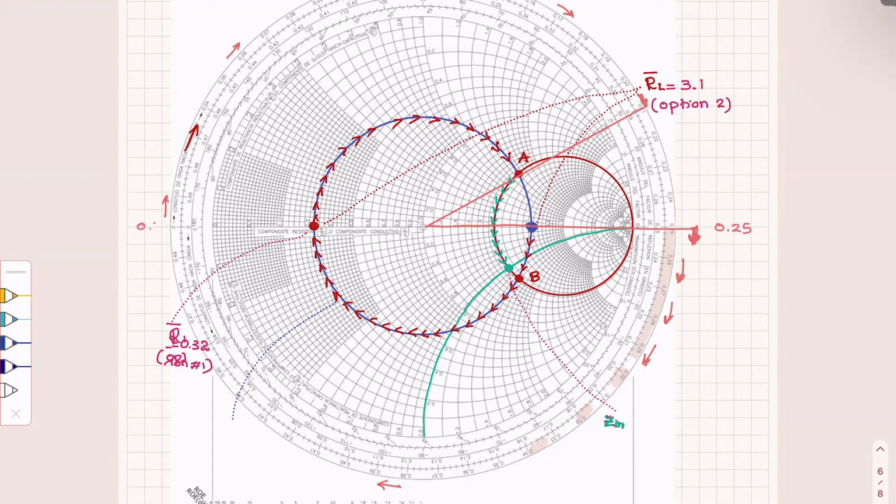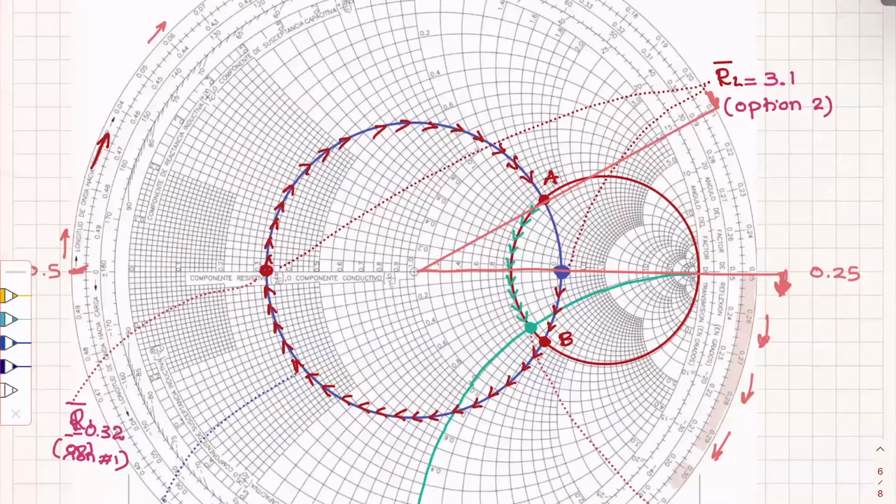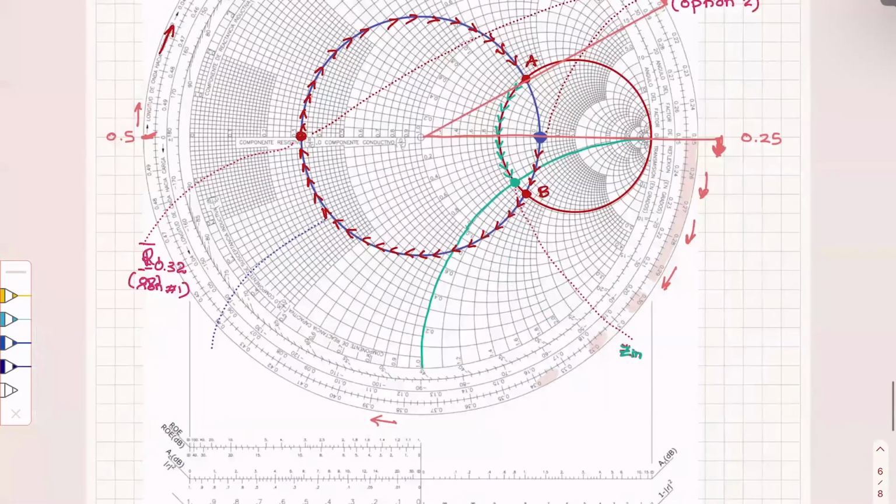This is 0.5. Therefore, I have to move by a quarter of a wavelength plus whatever goes from here to there, because after 0.5 it goes back to 0. And that is 0.21. So practically the length of the line is going to be 0.25 plus 0.21, which makes the length of the line this much.